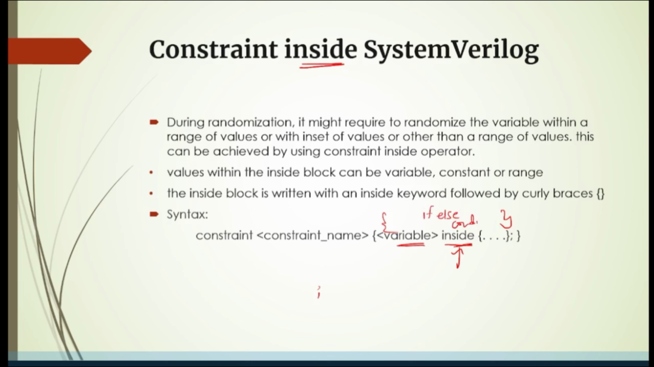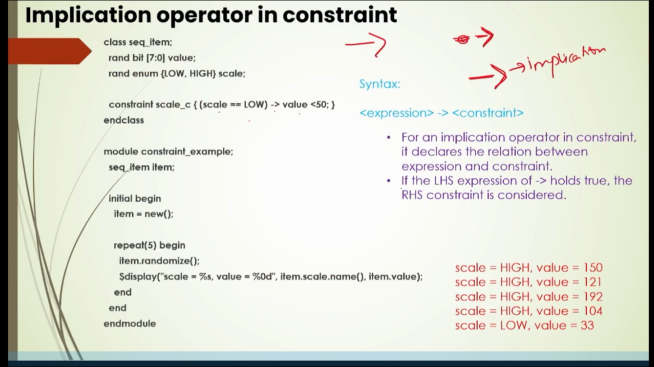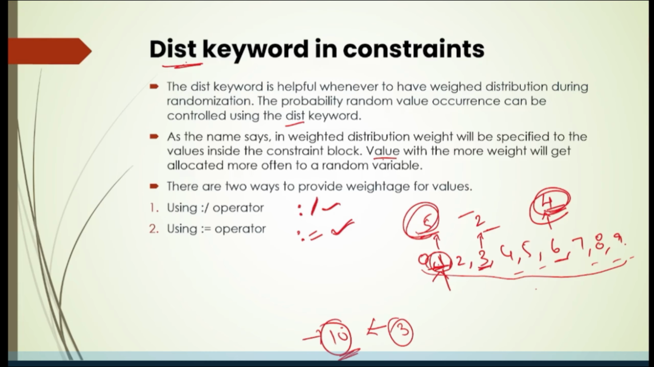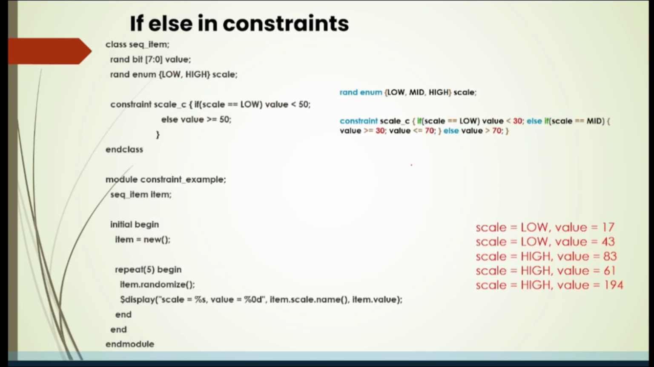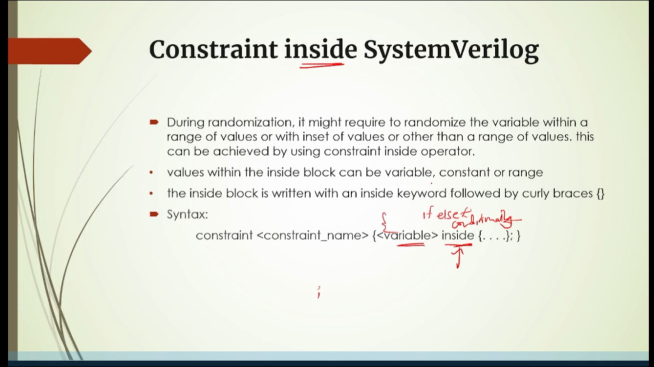Or you can use conditional statements. You know about these conditional statement operators, right? So you can write it in conditional statements or if else blocks any number of times, or you can use many other things like conditionals and implication operators. Or else you can use dist keywords in order to set the weightage of that particular constraint. We'll be discussing all these things, don't worry about that. So these are different kinds of ways you will be writing your constraints. One among them is constraint inside.